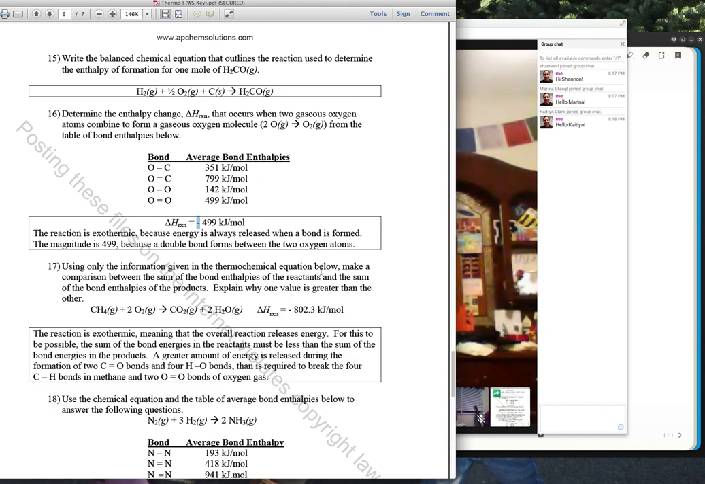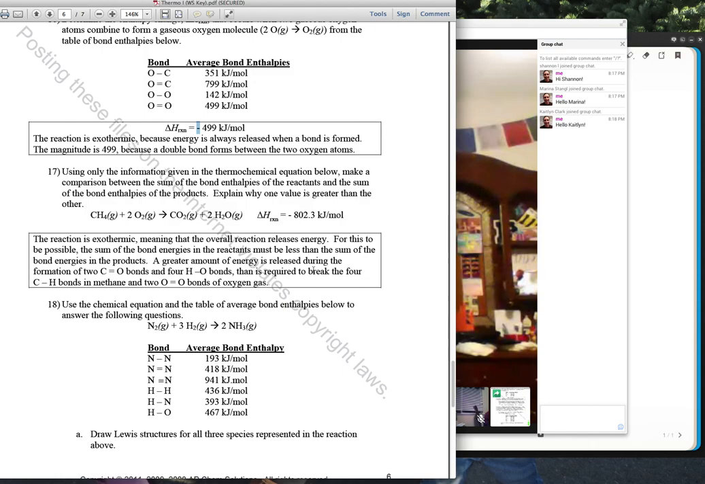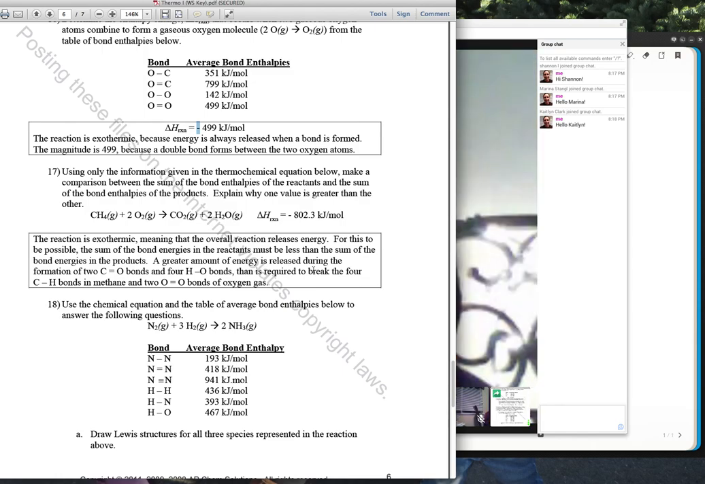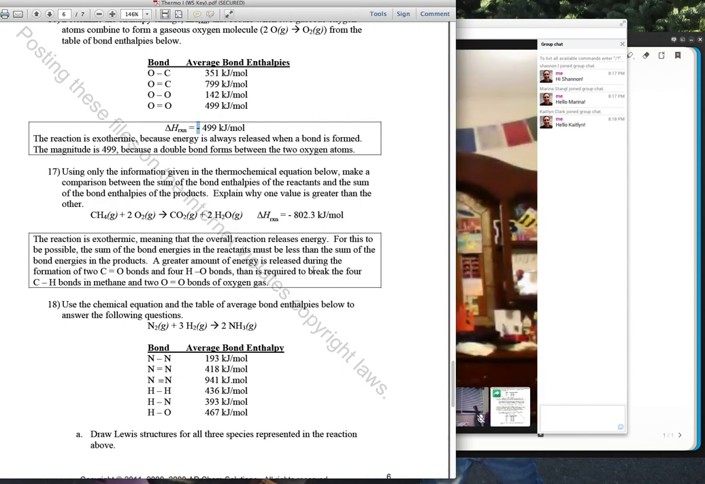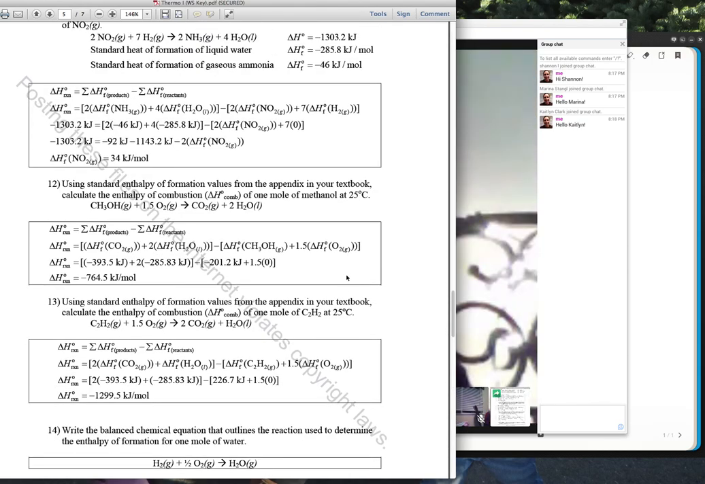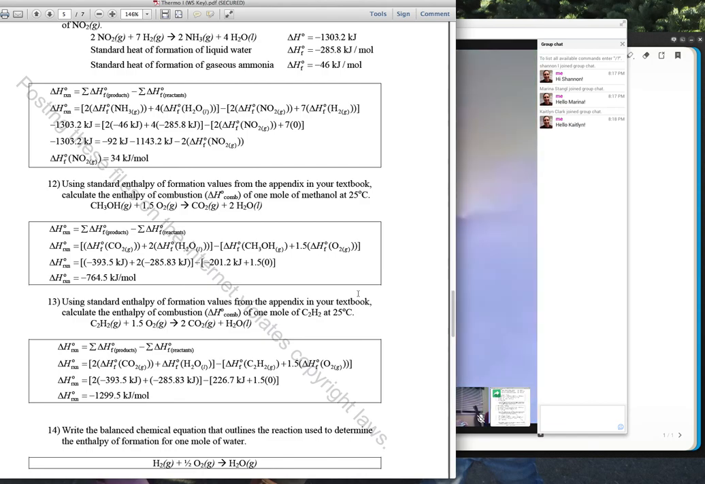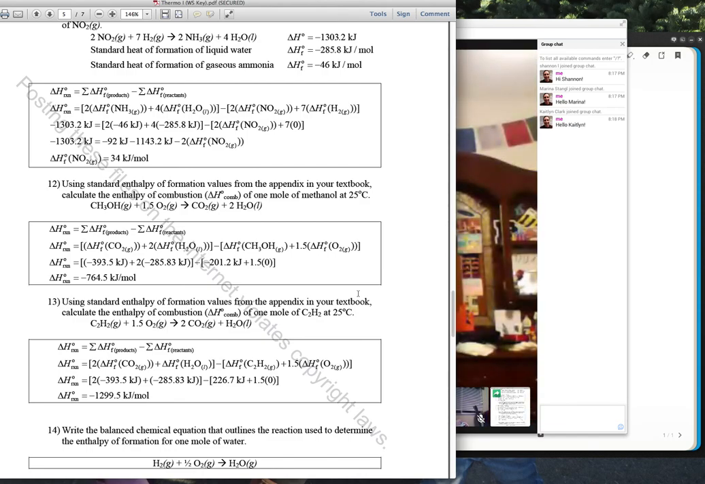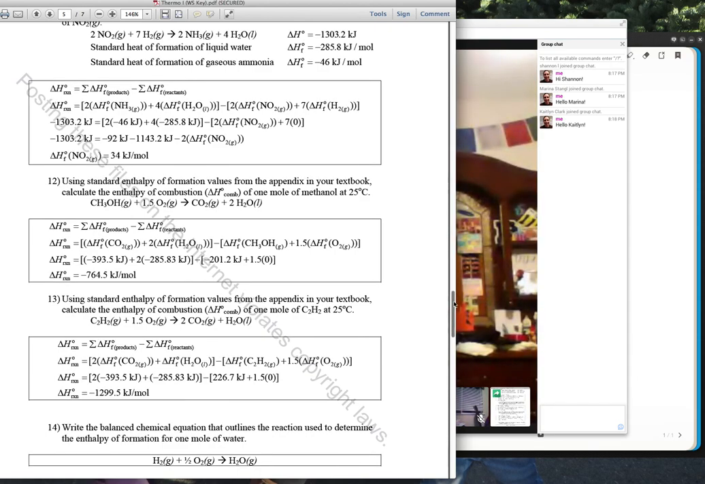I found out this past summer that the readers are a lot more lenient than I ever imagined. So I want you guys to get in the habit of doing things correctly, but I don't want it to stress you so much that you lose sight of the big picture. Okay, so for 12 and 13, when it says at 25 degrees Celsius, it's just saying that's standard, and so it doesn't need to play into our equation at all. You're exactly right. Okay. Right on.